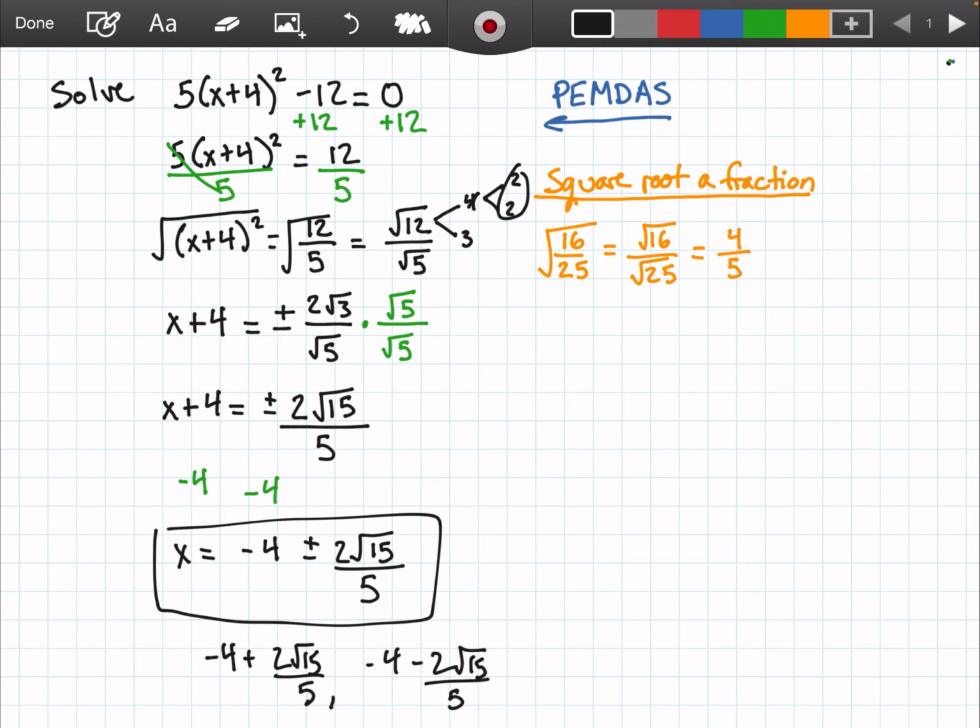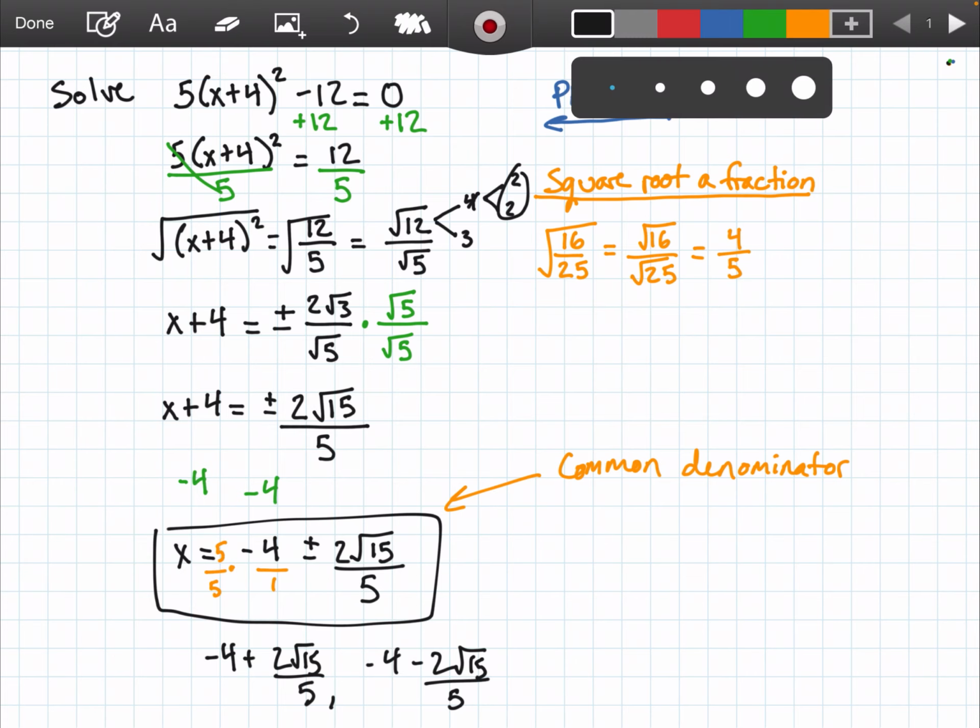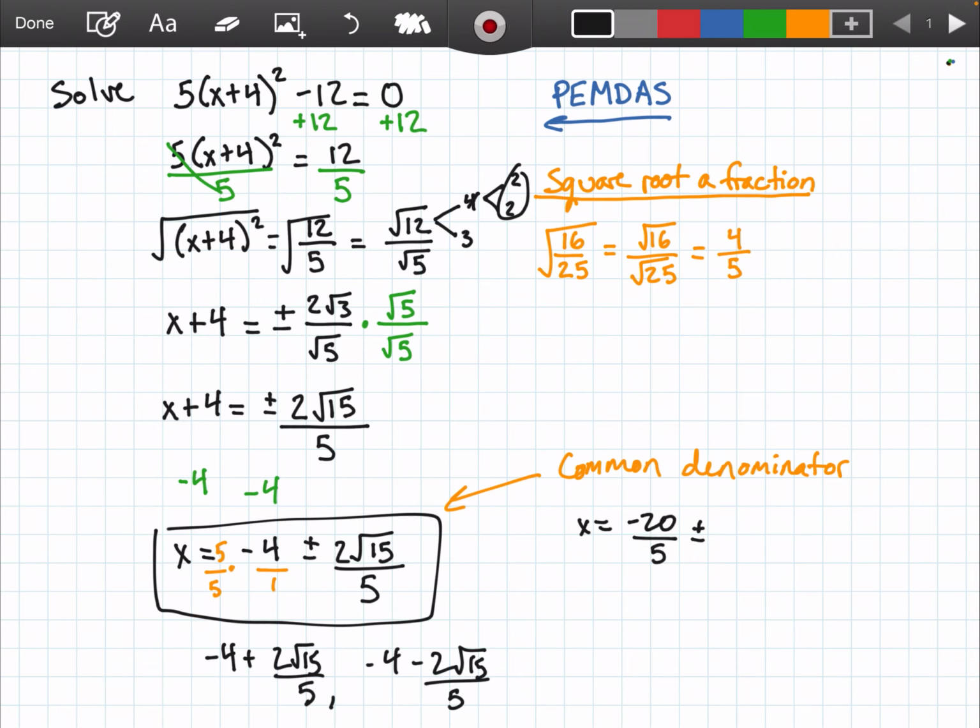I do want to show you that many times you're going to find this as one giant fraction. So we're going to use a common denominator here. The way we do that, I put this over 1 and then multiply it by 5 over 5. So that gets me negative 20 over 5 plus or minus 2 root 15 over 5, which then I get negative 20 plus or minus 2 root 15 over 5.